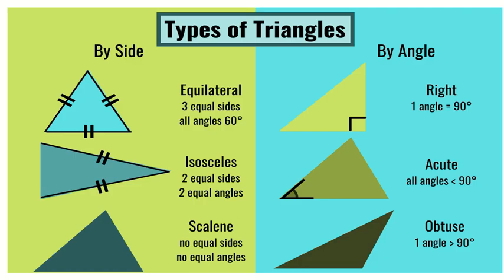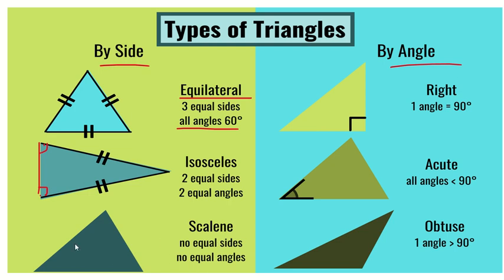So what are the types of triangles? We have types based on sides and based on angles. Based on sides, if three sides are equal, you say it is an equilateral triangle. Always remember all the angles in an equilateral triangle are equal to 60 degrees. If two sides are equal, it is an isosceles triangle. The base angles are always equal in an isosceles triangle.